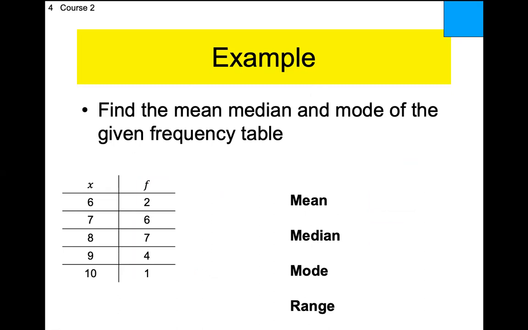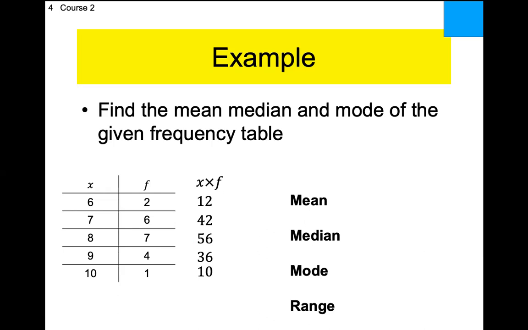Step number one, add a third column. The third column will be the first column times the second column. In other words, I call it X times F, but the labels could change. F stands for frequency, by the way. 6 times 2 is 12. We multiply all of those.